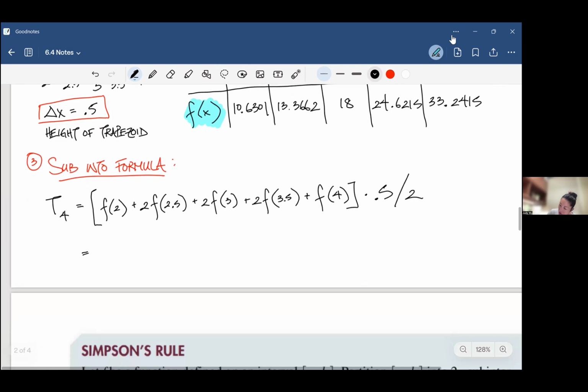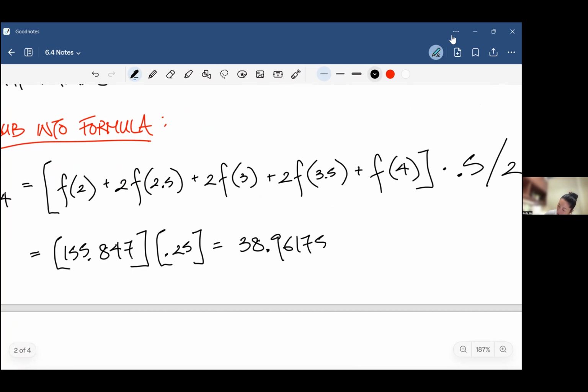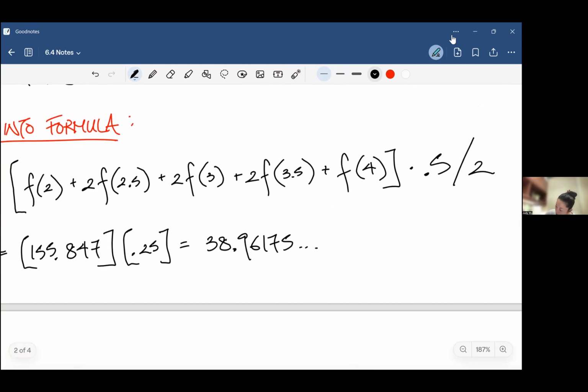Now, I won't show all the calculations here, but if I take all of these and add them together, I should get 155.847. And then 0.5 divided by 2 is 0.25. And when I multiply that out, I get 38.96175. But I need to round to 2 decimal places. So I'm going to cut this off and say 38.96. Okay.